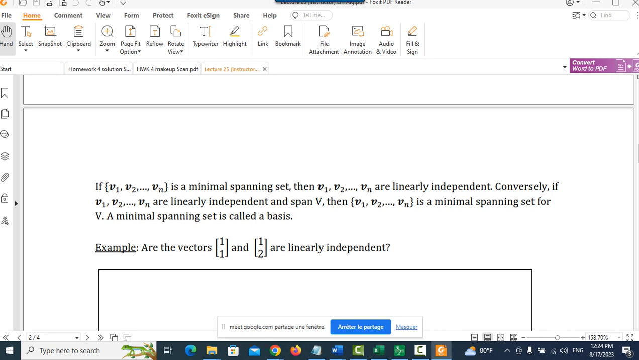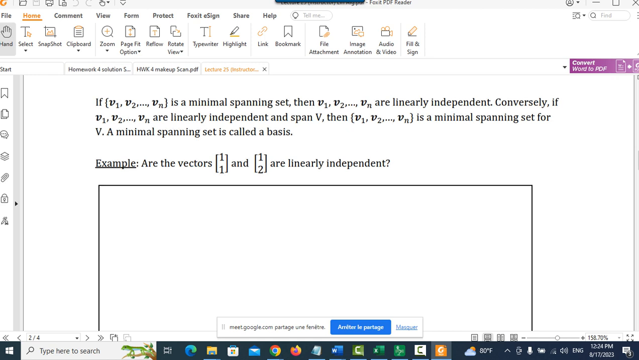Now, if v1, v2, ..., vn is a minimal spanning set, then v1, v2, ..., vn are linearly independent. Conversely, if v1, v2, ..., vn are linearly independent and they span V, then v1, v2, ..., vn is a minimal spanning set for V. A minimal spanning set is also called a basis. I think in the next section we're going to learn more about basis.